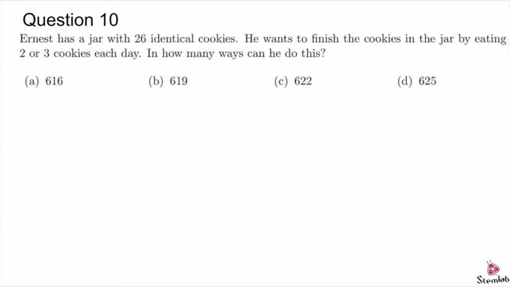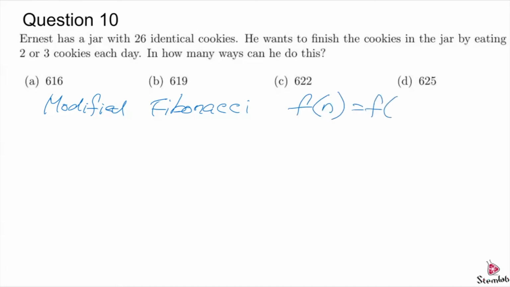For those of you who are familiar with some problems in Fibonacci, this is a modified Fibonacci. Instead of f of n being f of n minus 1 plus f of n minus 2, this is f of n equals f of n minus 2 plus f of n minus 3. If I was trying to figure out how many ways I can eat 2 cookies, there's only one way because I have to eat 2 cookies on the first day. For 3 cookies, I can eat 3 cookies on the first day.